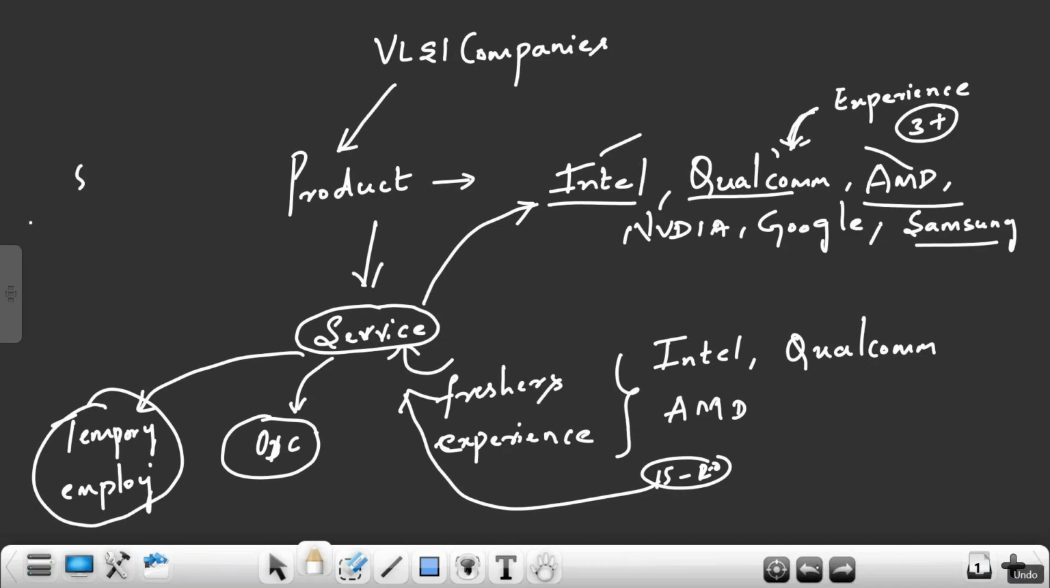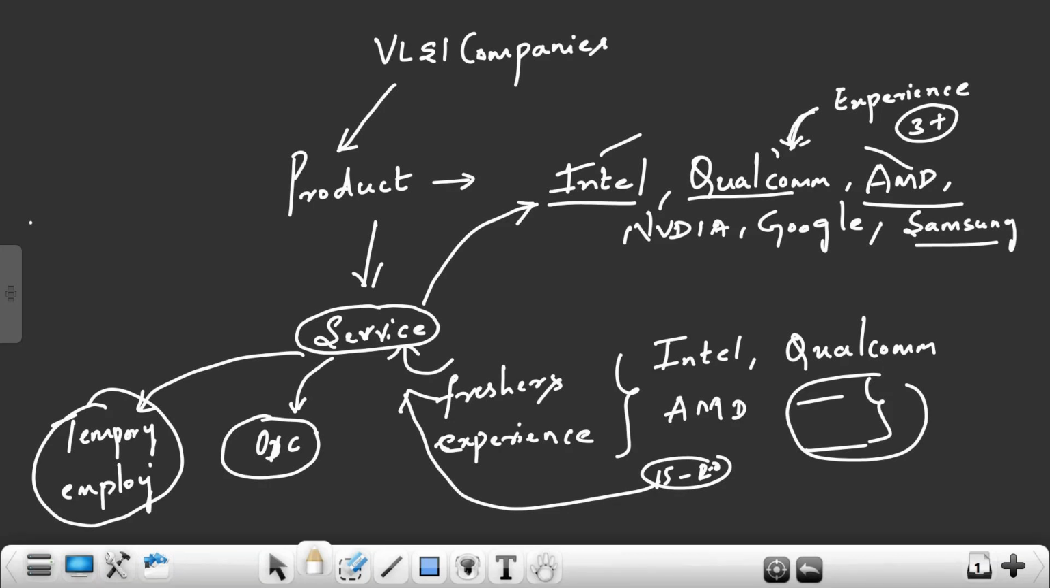If you are entering service-based companies and you have a year gap, then you are more likely to get the job easier than a fresher. Because product-based companies require what? Experienced candidates. Service-based companies will hire the candidates who have a year gap, put the experience on them, and send them to what? Product-based companies.